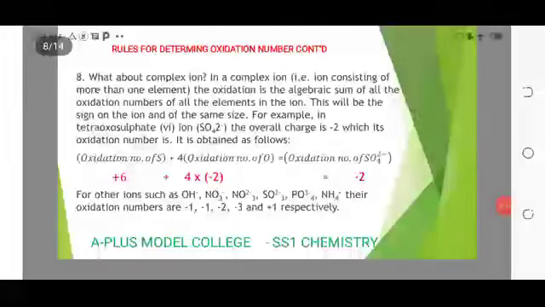Now the last rule is about complex ions, that is, an ion consisting of more than one element. When we have a complex ion, the oxidation number is the algebraic sum of all the oxidation numbers of all the elements in the ion. Look at hydrogen chloride, which consists of more than one element: hydrogen and chlorine. When we have H2SO4, that is a complex situation whereby we have the combination of hydrogen, sulfur and oxygen. Whenever we have a compound consisting of more than one element, we have a complex ion.